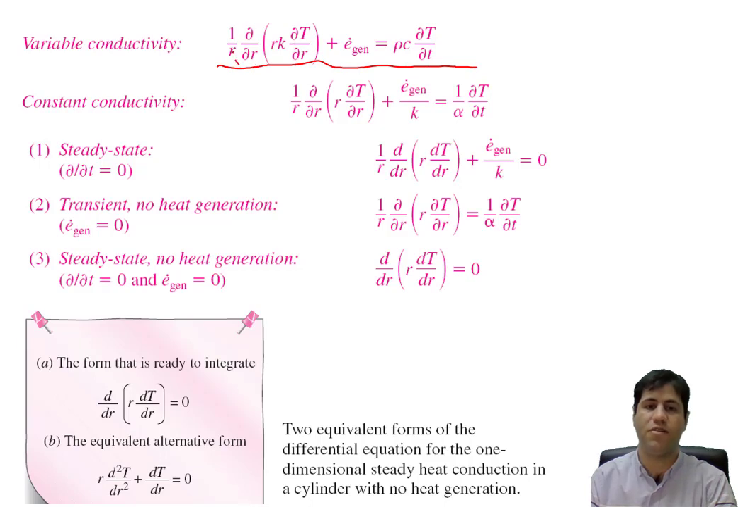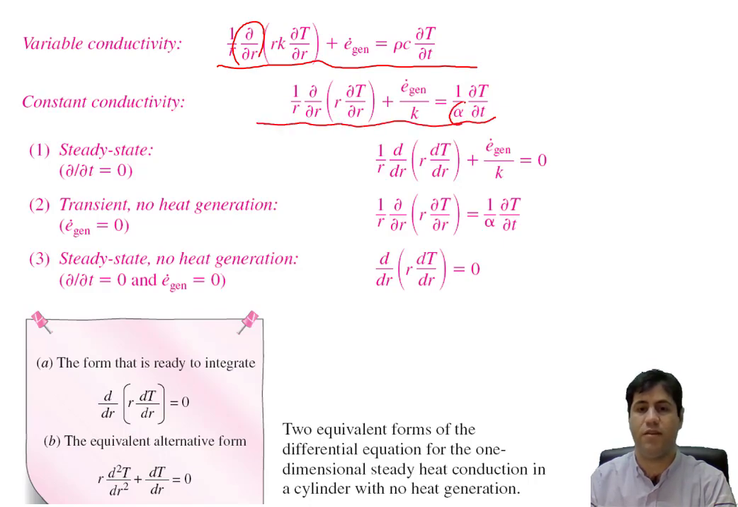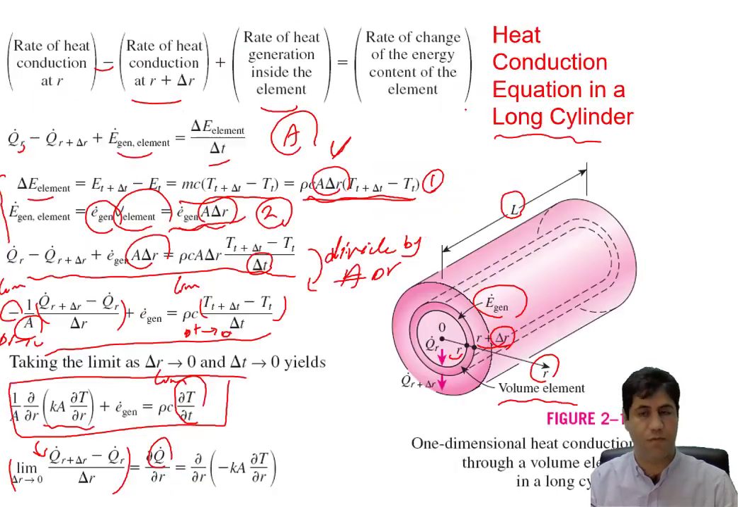K is inside this partial differential. And when we have constant conductivity, similar to what I have told you in previous slides for the plane wall, we can bring out K from this partial, and if we divide both sides of this equation by K, it will be reformed like this. Again, you can see alpha, if you remember, alpha is K divided by rho C.